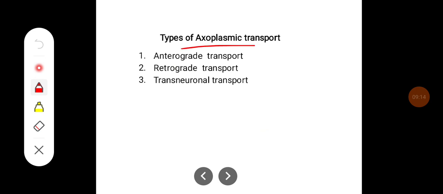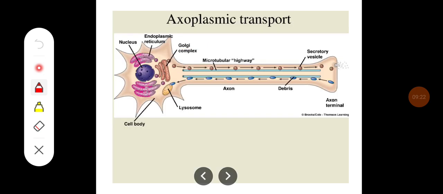There are different types of axoplasmic transport: anterograde transport, retrograde transport, and transneuronal transport. So these are the axoplasmic transports, anterograde transport and retrograde transport. They are usually mediated by the microtubular system in the axon.